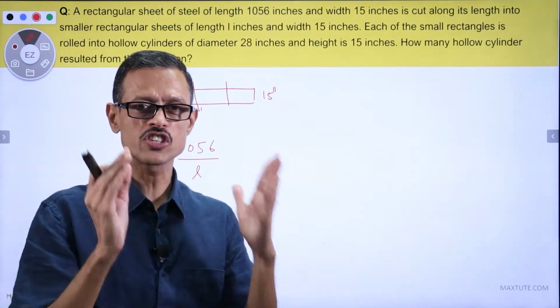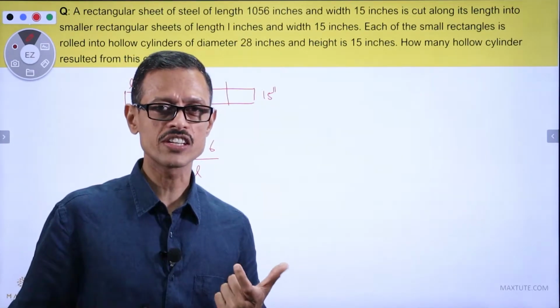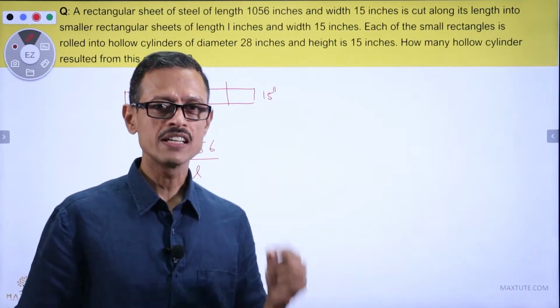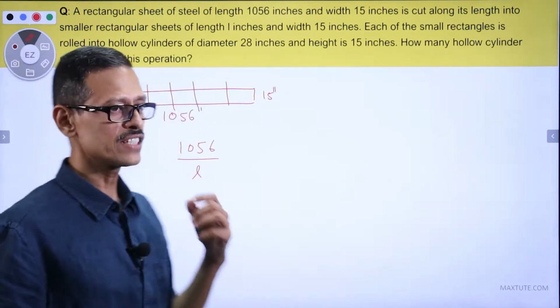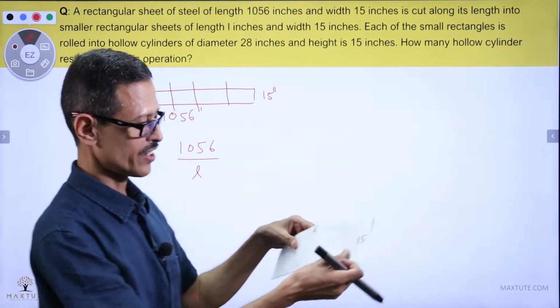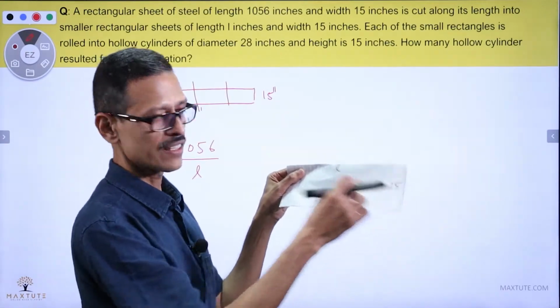The number of smaller rectangular sheets that we would have got is 1056 divided by L. So the objective is to find out the length of each of these smaller sheets. How do we go about it? Take a look at this. This is the rectangular sheet. Length of the sheet is L, width is equal to 15.